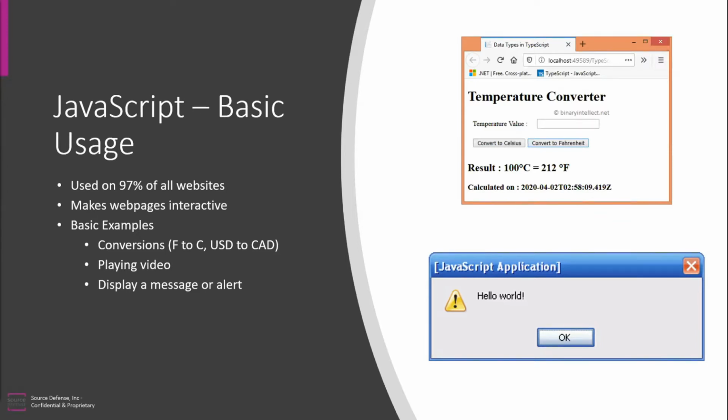Other examples of JavaScript include conversions. So temperature conversions, currency conversions, distance measurement conversions. Playing video. So if you've ever been to YouTube, playing video is coded in JavaScript. And displaying messages or alerts are other ways that JavaScript is used. So if you've ever been to a website with changing or scrolling images on the front page, that's another prime example of JavaScript seen on really a daily basis and used across multiple sites and industries.